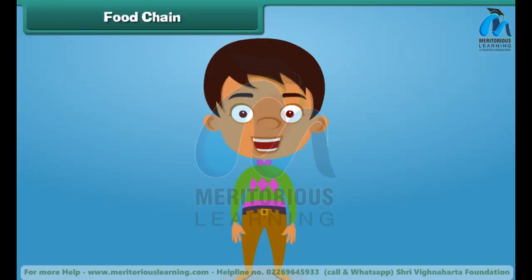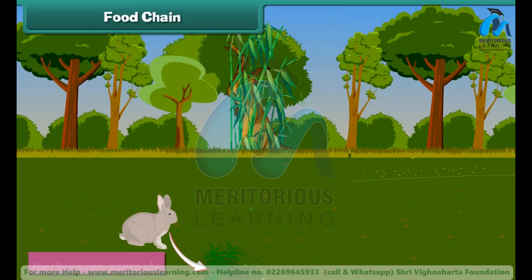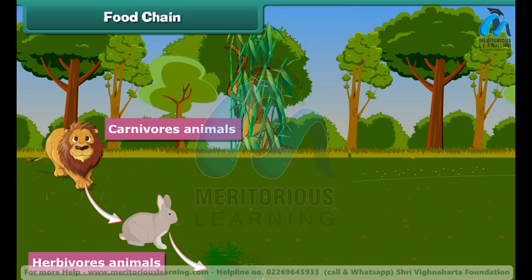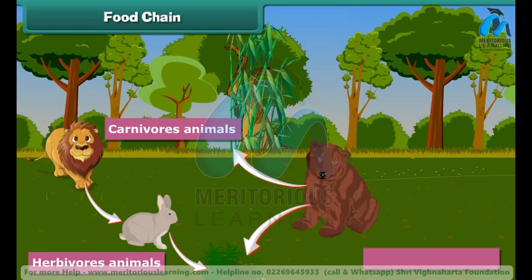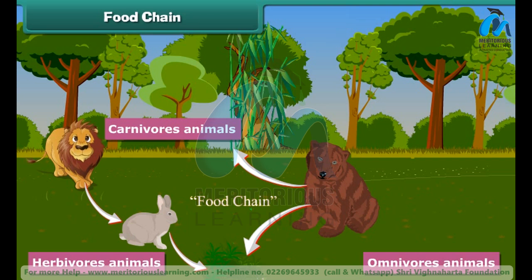Friends, do you know that all animals are connected to each other? Actually, they all are dependent on one another for food. Herbivores eat plants to get nutrition. The carnivores eat the flesh of herbivores, while omnivores eat both herbivores and carnivores. A food chain is the sequence of who eats whom to obtain nutrition. For example, a rabbit eats grass and a lion eats a rabbit. A bear can eat both.